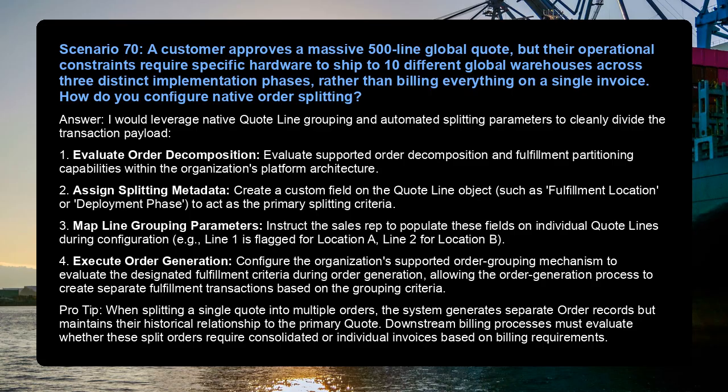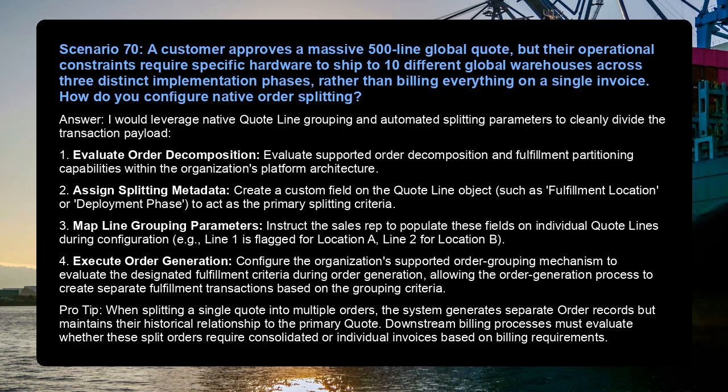Scenario 70. A customer approves a massive 500-line global quote, but their operational constraints require specific hardware to ship to 10 different global warehouses across 3 distinct implementation phases, rather than billing everything on a single invoice. How do you configure native order splitting? Answer: I would leverage native quote line grouping and automated splitting parameters to cleanly divide the transaction payload.